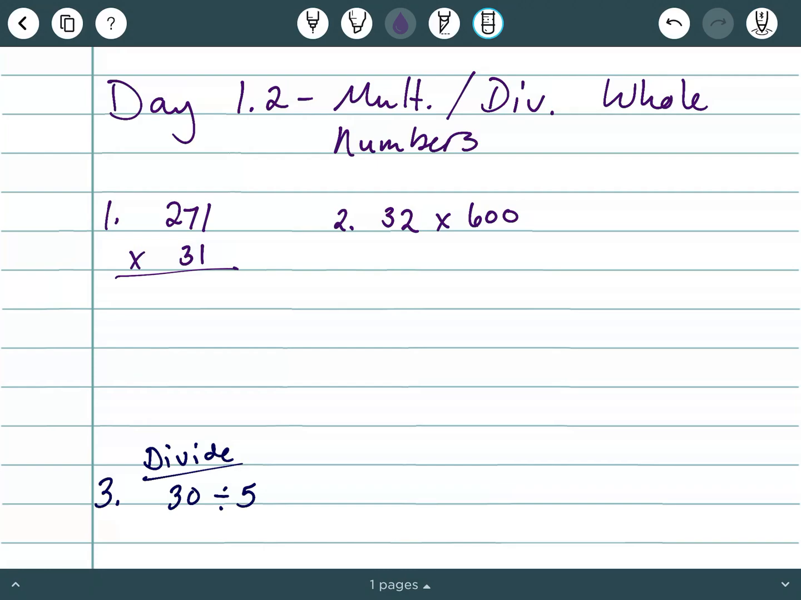All right, here's our next lesson video, day 1.2. This lesson, we're going to look at multiplying and dividing whole numbers. Okay, again, no calculators. We're going to review how to multiply and divide. If you want to pause the video at any time to copy things down, go ahead and do so.